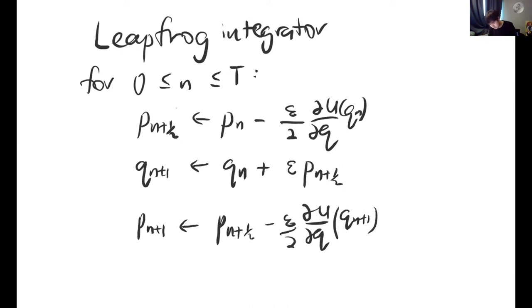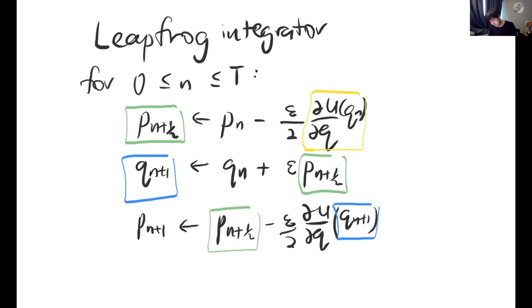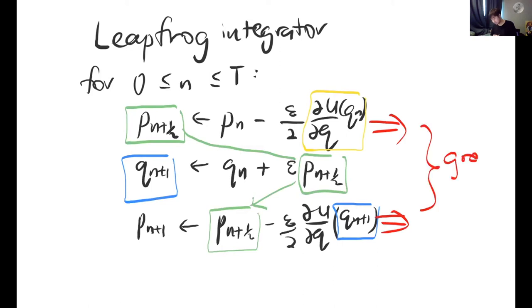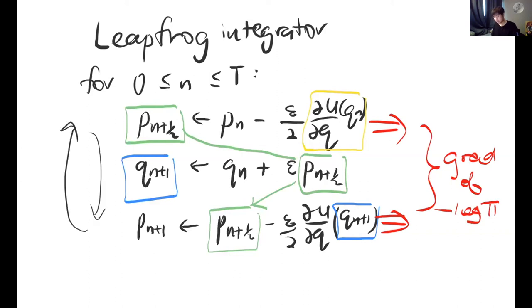Okay, so let me just draw a few things. So this thing appears here and here. This thing appears here. And this thing appears here. So you can see in this computation, you need to pass things around quite a bit, right? And you need to be able to compute the gradient at 2 points, the gradient of negative log posterior, right? So you can see if you keep on looping this set of assignments, what you get is you update p and then q and then p and then q and then p and then q and then p and then q. So this essentially solves the system in time. Right, so this is a numerical solver called the leapfrog integrator.